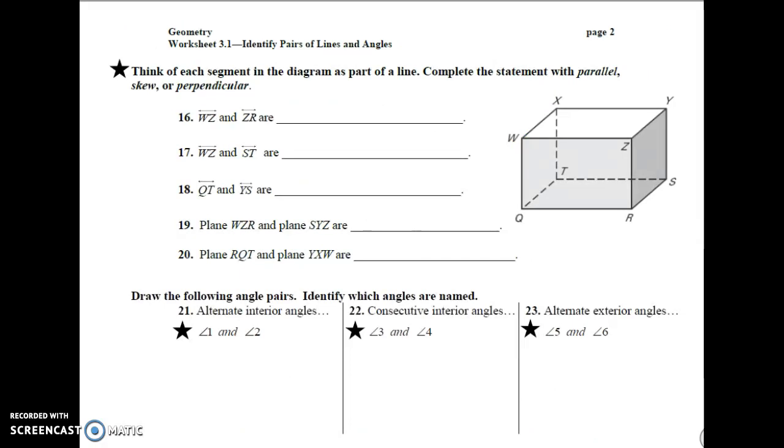Just thinking about this section right here, 16 through 20, they ask us to look at this box on the right and complete the statement with the words parallel, skew, or perpendicular. Remember that those words all have special meaning. If you're not sure, go back to your notes. Parallel things, lines, planes, do not cross or intersect, and they must be on the same plane.